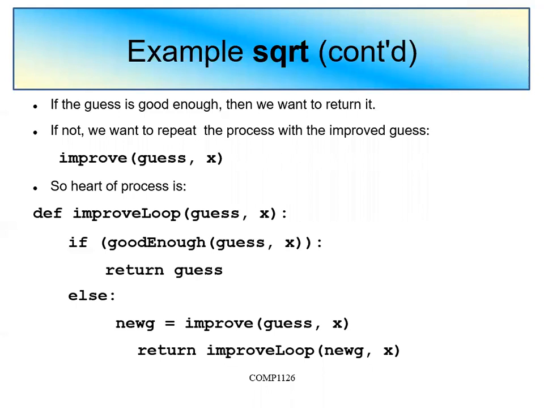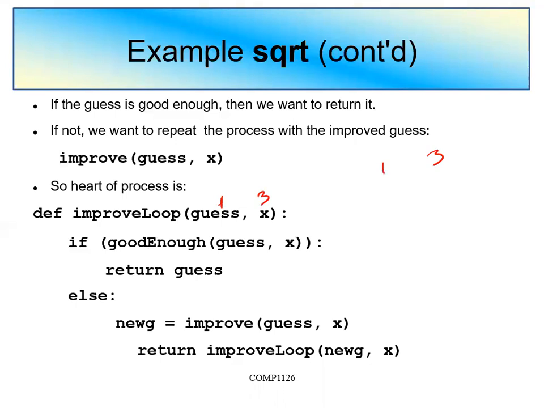Let's say that we started out with 1 and 3. So 1 being the initial guess, and 3 being your x. So the first thing that we said, the step 1, was to check to see if the number was good enough. How do we know if it was good enough?